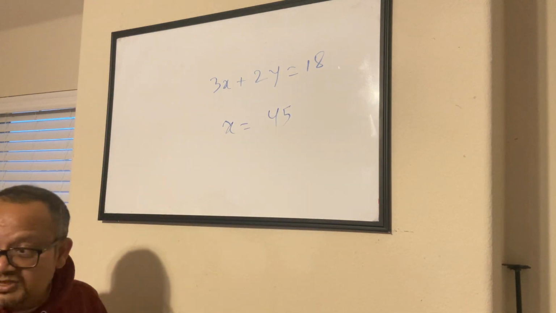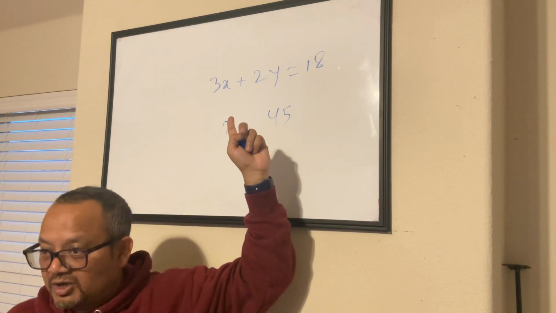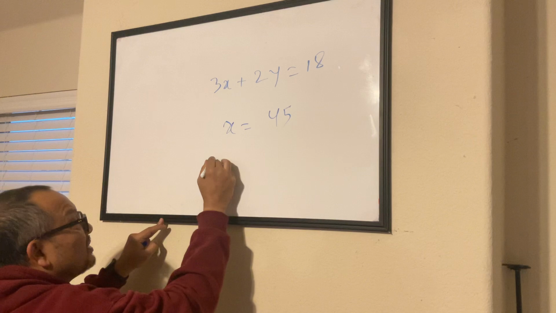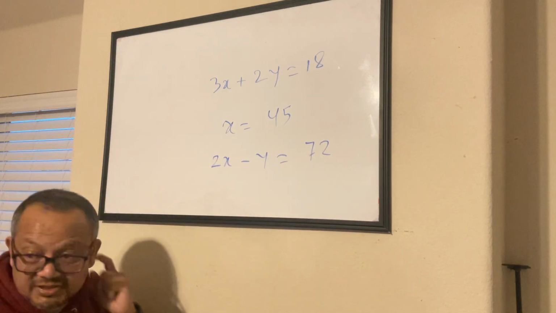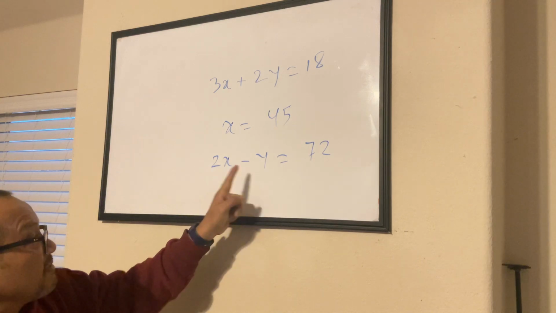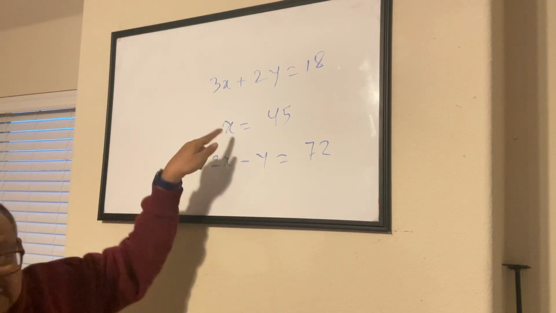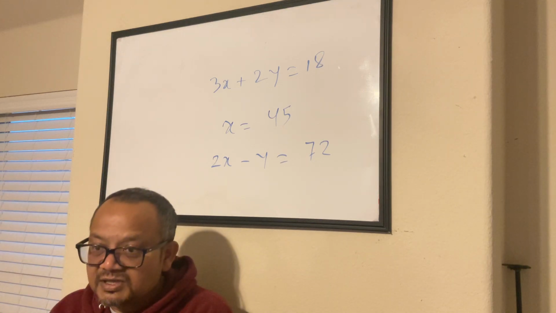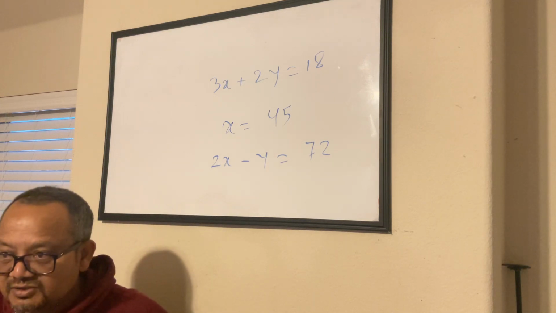If I say... is this a linear equation? Yes. It has one variable and the power is 1. If I say 2x minus y equal to 72, is this a linear equation? Yes. Because it has two variables but maximum power is 1. So basically you can generalize that if any equation is there which has one or two variables and maximum power of the variable is 1, that's a linear equation.